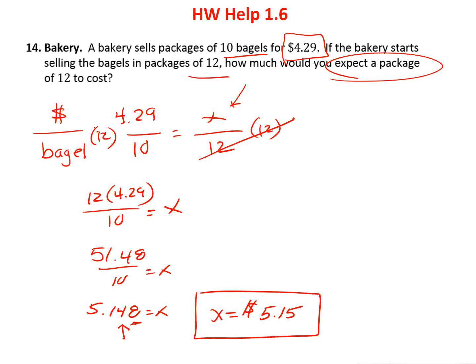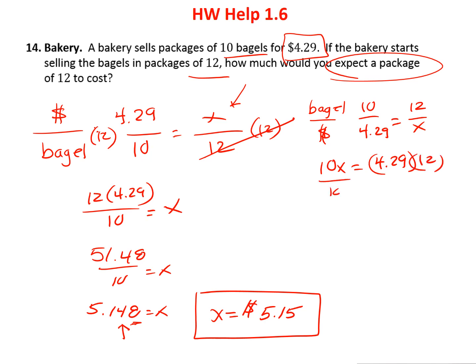By the way, if I had done this backwards, if I had done bagels per dollar, notice I would set this up again and I would have 10 to 4.29 equals 12 to x. Now the x is on the bottom. I would actually have to cross multiply and say that 10x equals 4.29 times 12. And then I would have to divide by 10. And notice I would get the same answer. It's just that in this one I have to cross multiply, whereas over here where the variable's on the top, it was a simpler step.